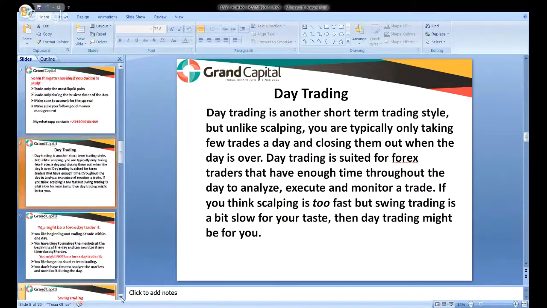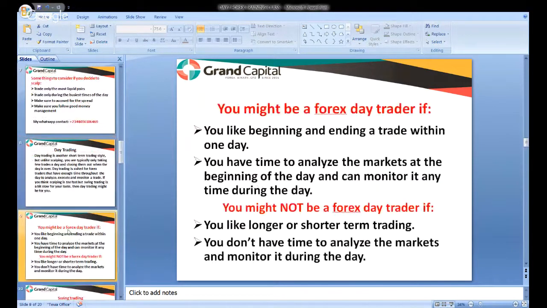Now, you might be a day trader who likes beginning and ending a trade within a day. So that's the system that you want to adopt as a trader, because everyone has their own system. One of the systems will be that you want to open your trade in a day and close it in a day. So it means that you can be a day trader.